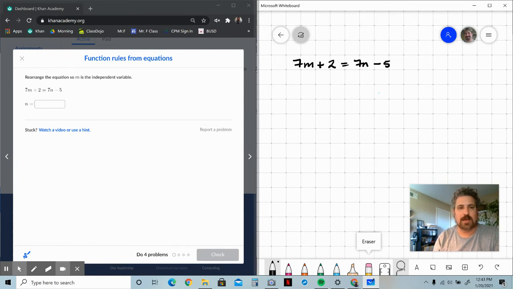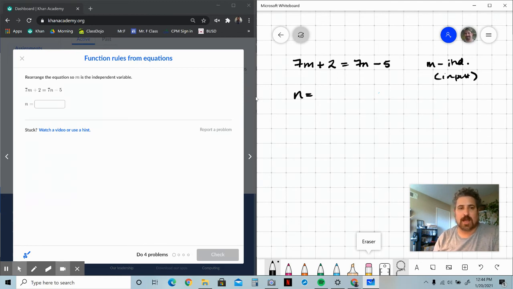It wants m to be the independent variable, right? That means m is the input variable. So ultimately you want n equals. If n equals, then n is a function of m, and m is the independent variable, where n is the dependent variable. Just like y is the dependent variable when x is the independent variable. So y equals something times x would be a situation where y is dependent on x. Y is a function of x.